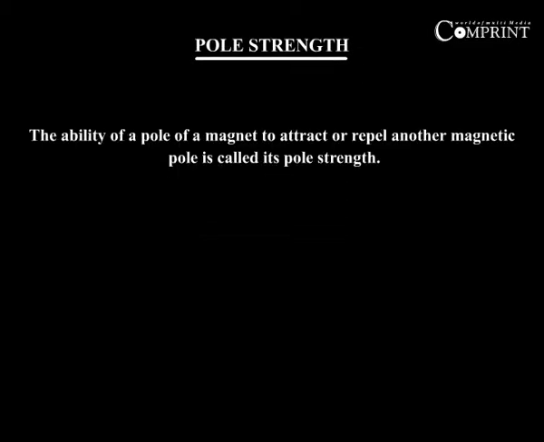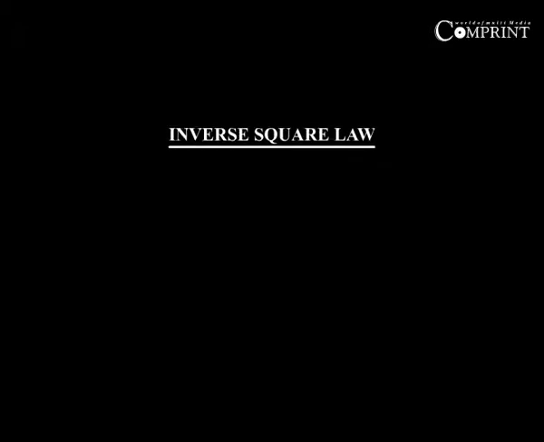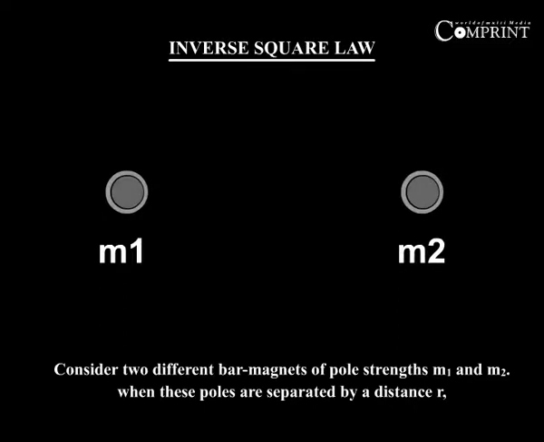Pole strength. The ability of a pole of a magnet to attract or repel another magnetic pole is called its pole strength. The pole strength of a magnet is denoted by M. Inverse square law. Consider two different bar magnets of pole strengths M1 and M2.